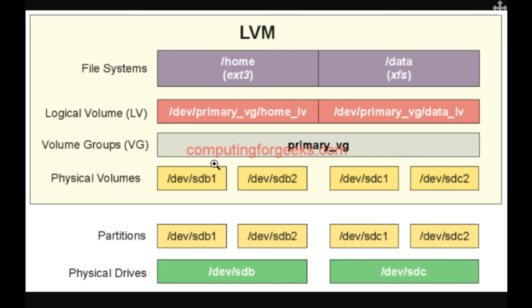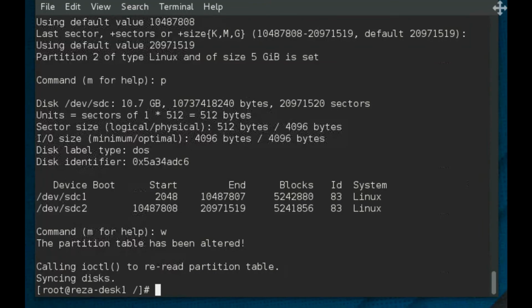Sorry, this picture has websites, but we just use it for training purposes. So these 2 hard disks and these 4 partitions are created: sdb1, sdb2, sdc1, sdc2. And now we're going to make a volume group. So let me clear this.